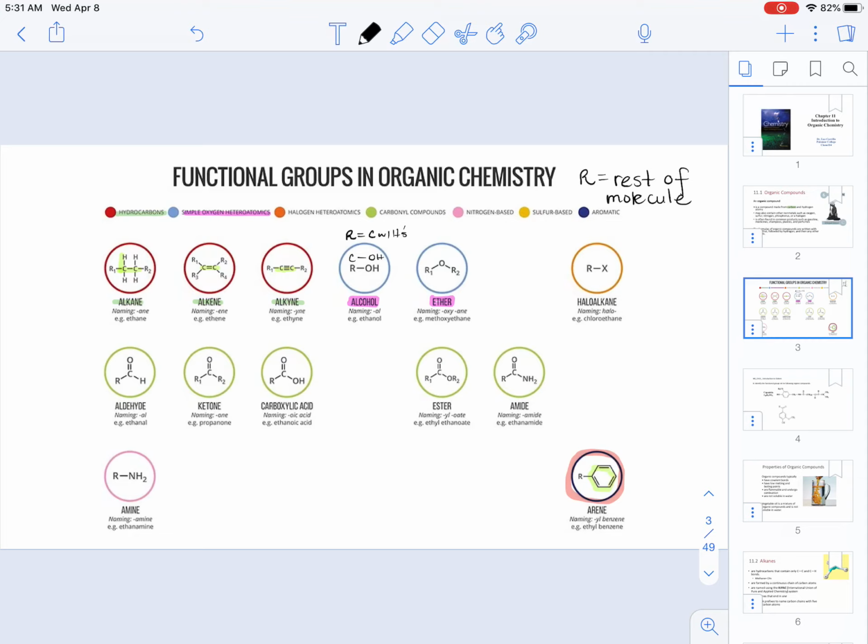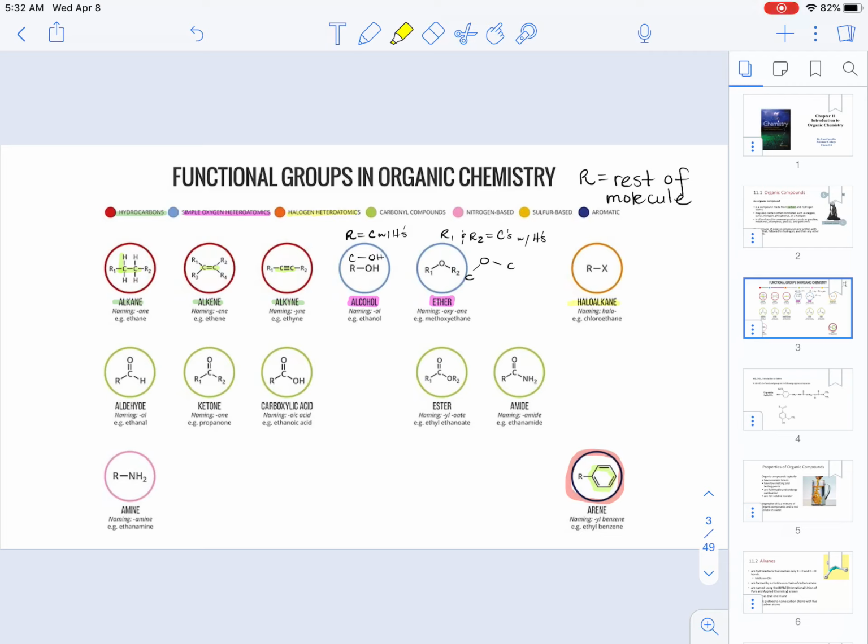In the case of an ether, R1 and R2 are going to be carbons with hydrogens, which means that an ether is going to have an oxygen bonded with carbons on either side. The next group that we have are the halogen heteroatomics. This just means that we're going to have halogens in the molecule, and the only member of that group are going to be haloalkanes.